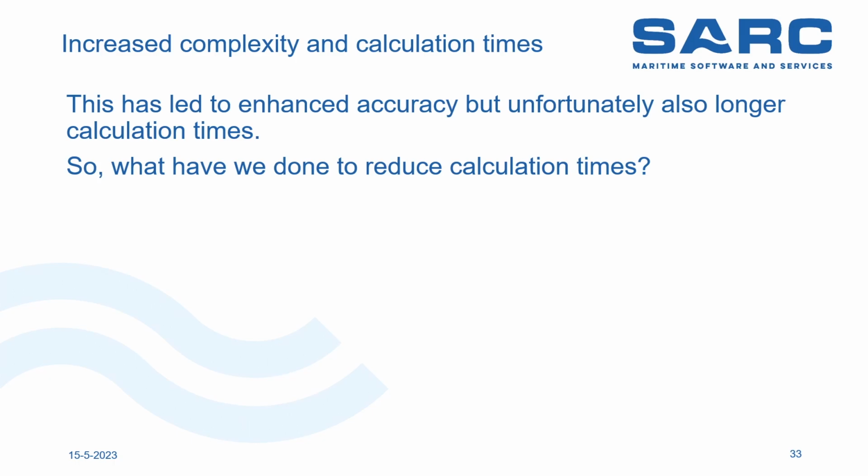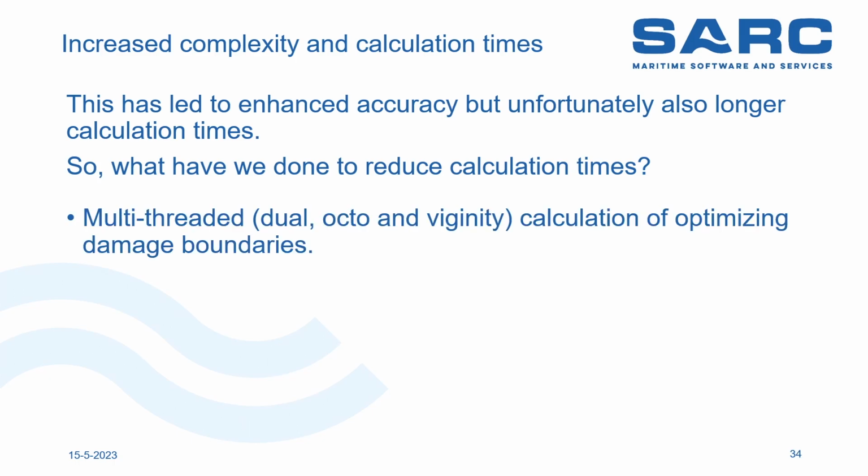So what have we done to reduce calculation times? We have developed multi-threaded calculation, dual, octal or higher threading, for optimizing the damage boundaries. Optimizing the damage boundaries of the damage cases you are calculating for probabilistic damage stability is quite a big portion of the calculation time. I think it might be up to 1/3 of the total calculation time.